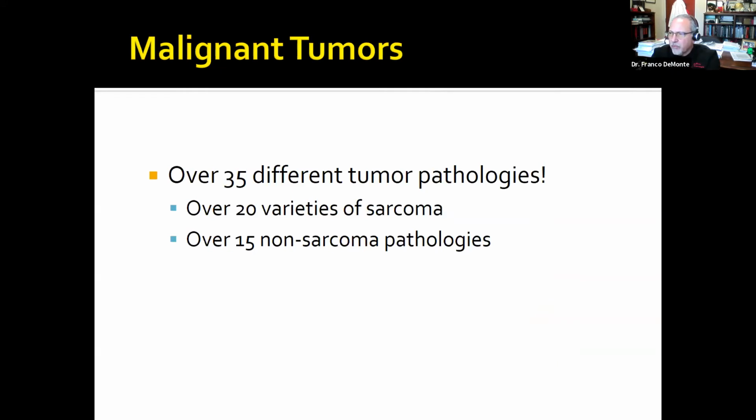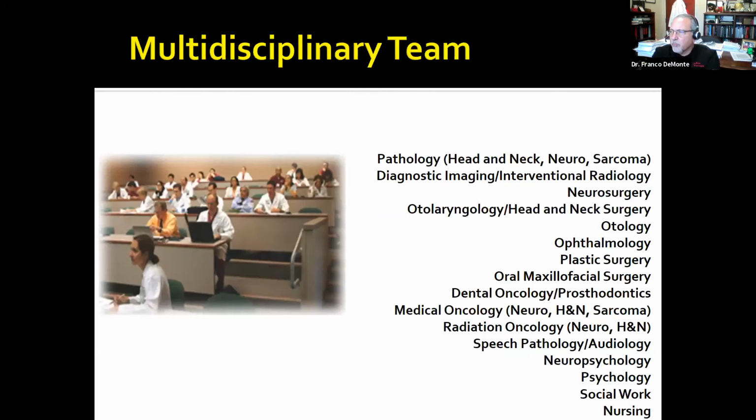Those slides detailed over 35 different tumor pathologies, over 20 varieties of sarcoma, and over 15 non-sarcoma pathologies. So it's clear that no single person has that compendium of knowledge to know how to best manage each individual person with individual pathologies, individual locations. So we always discuss these patients comprehensively in our multidisciplinary tumor conference. You can see the participants in those conferences on the right. It's really important, and even more important as we become smarter doctors, that we discuss these patients ahead of time to know where surgery fits in the overall treatment plan.